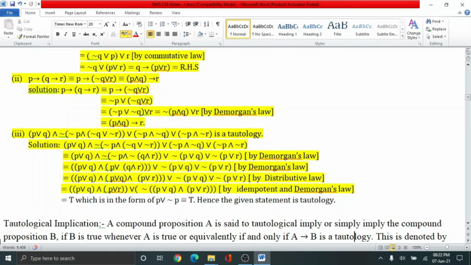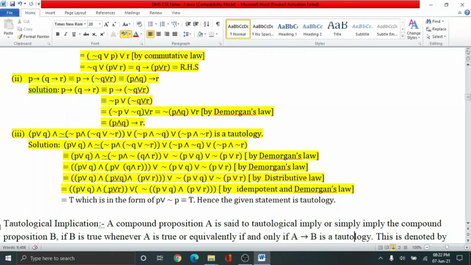And finally, with the help of idempotent and De Morgan's law we obtained that P disjunction Q and P disjunction R disjunction negation of P disjunction Q and P disjunction R. So one is a complement of the other, then we can have that which is equivalent to T, as we know that the law says that P disjunction negation P is equivalent to T. So finally we obtained T as an answer of the given statement. So the given statement is a tautology.